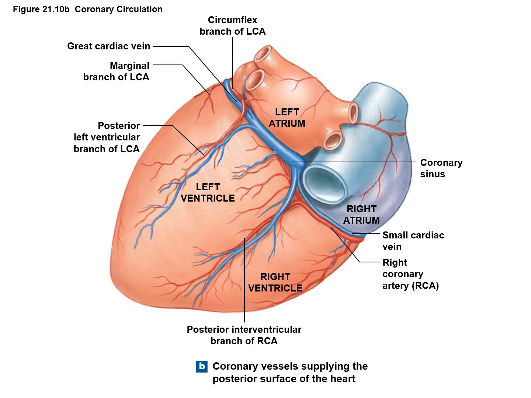Here we can see on the back side where the circumflex branch of the left coronary artery extends around the left atrium. Additionally, we can see the right coronary artery as it extends around the right side and then becomes the posterior interventricular branch of the right coronary artery.